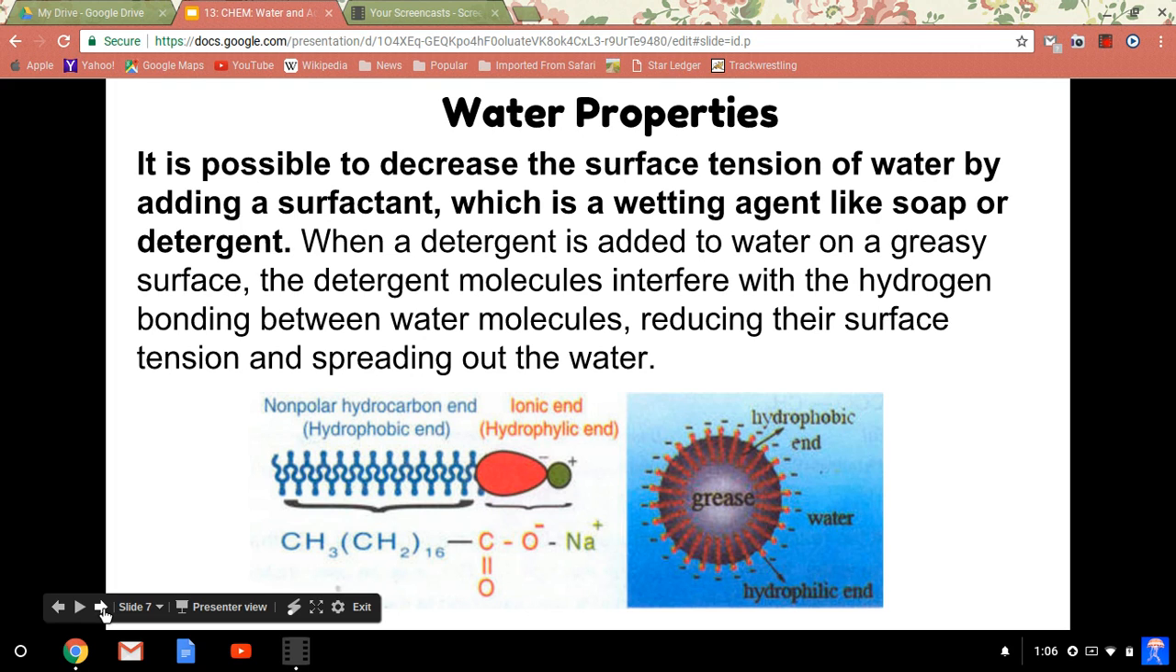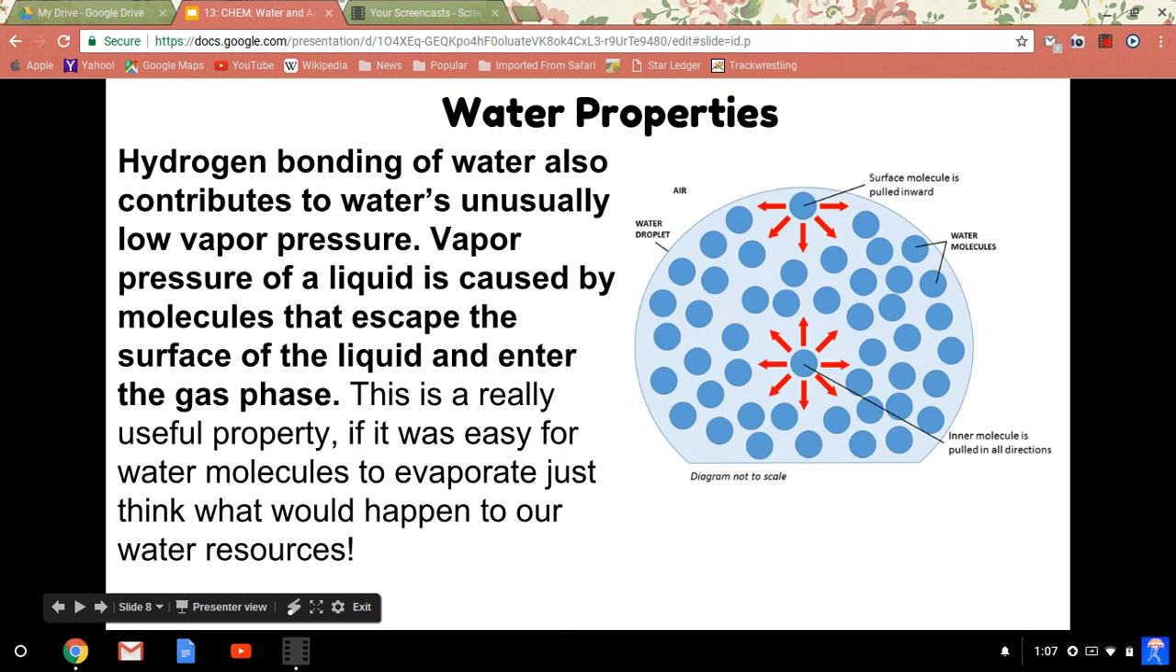So a surfactant is how you can decrease surface tension. Usually soaps or detergents are surfactants, and that's how you break the surface tension of things. It's how your laundry detergent works. It's how your dish soap works to clean and break down the grease or stains or whatever you have on your clothes or dishes.